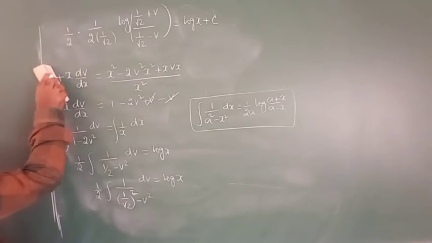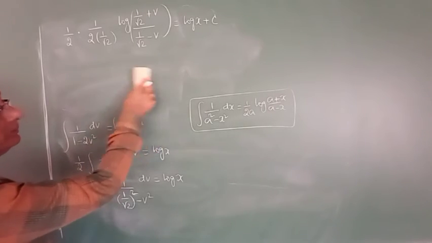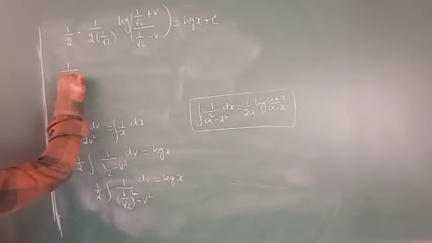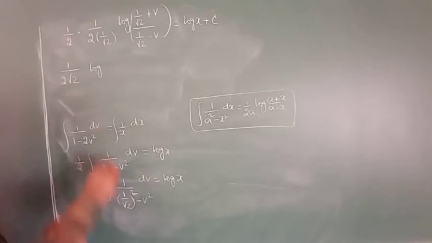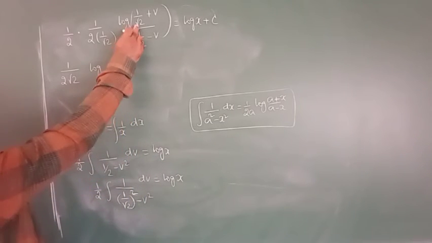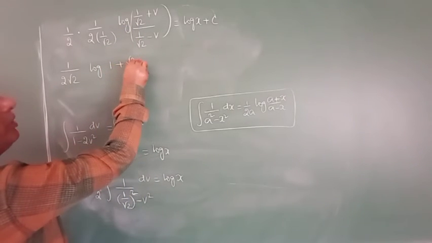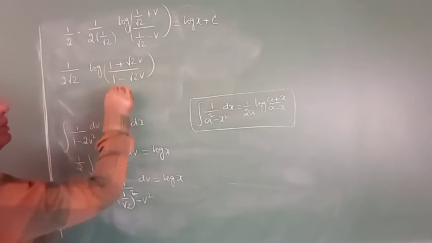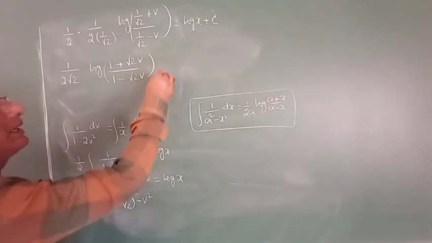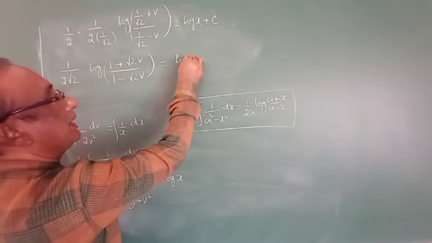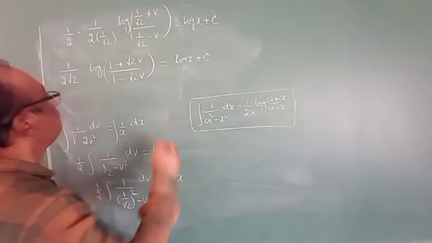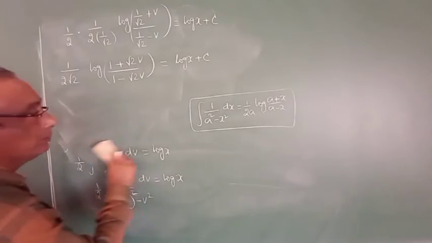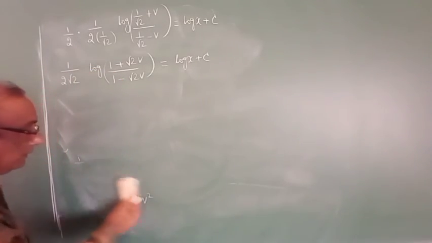Right, simplify everyone. Here root 2 times is cancelled. 1 by 2 root 2 log of, taking root 2 common as LCM, 1 plus root 2v by 1 minus root 2v. The LCM of numerator and denominator are both cancelled, is equal to log x plus c. Right. Now everyone simplify.